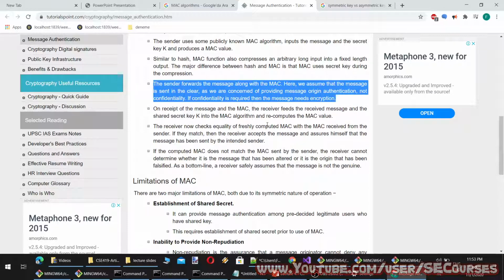The sender forwards the message along with the MAC. Here, we assume that the message is sent in the clear, as we are concerned with providing message origin authentication, not confidentiality. If confidentiality is required, then the message needs encryption. So here the message is sent as raw. Okay, so the message itself is not encrypted. This is an important difference. Here we are only verifying whether the originator of the message is authentic, or whether the message on the way was forged or not.